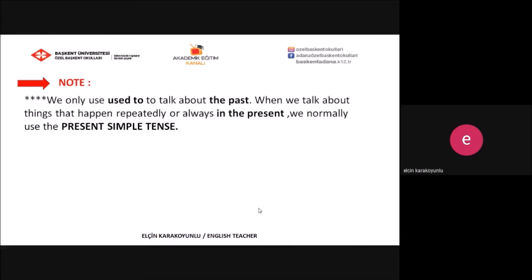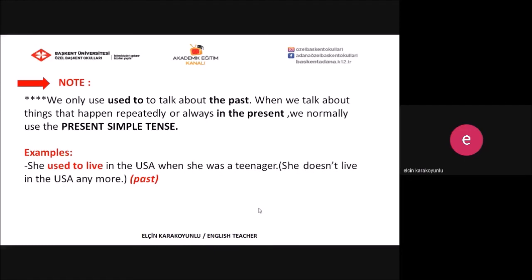So, there's a note here for you. We only use "used to" to talk about the past. Don't forget about it. When we talk about things that happen repeatedly or always in the present, we normally use present simple tense. Let's check the examples so that you can understand better.